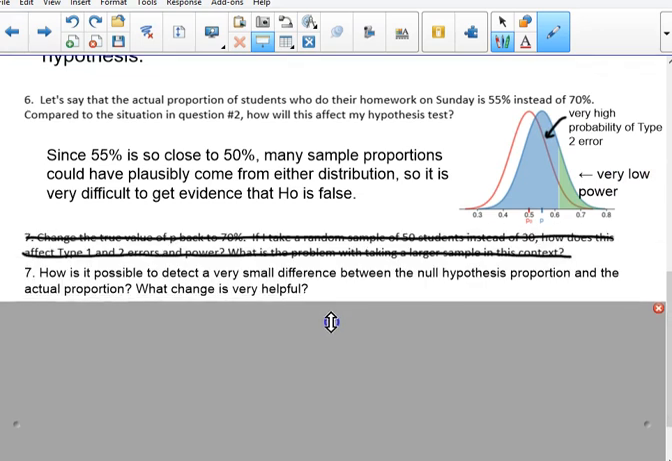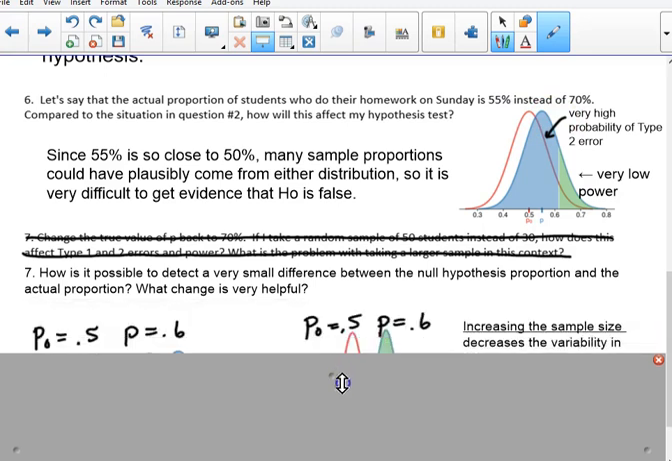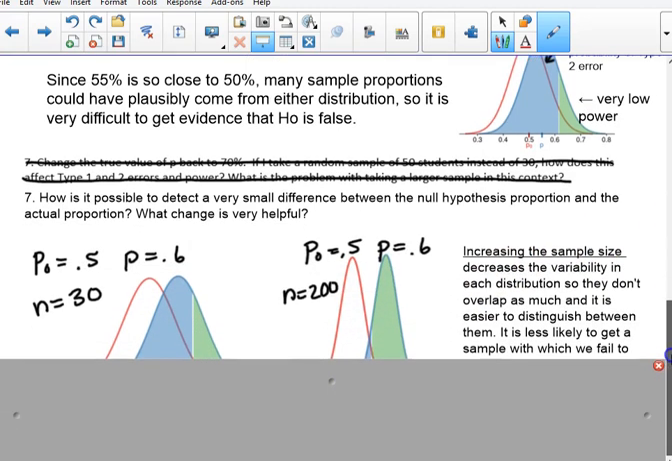Now, I changed the last question from the original notes here. How is it possible to detect a very small difference between the null hypothesis proportion and the actual proportion? So we've got a situation like this. How can I fix that? What change is very helpful? Well, I could increase the sample size.